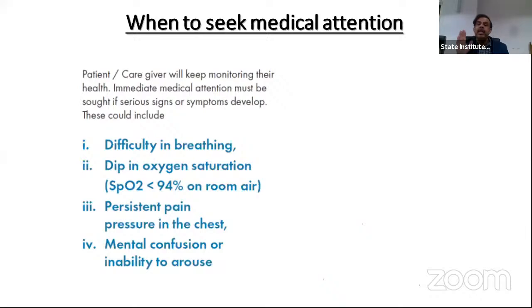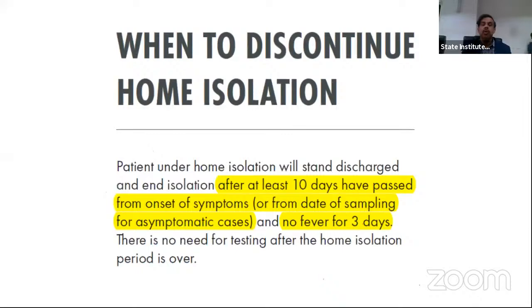So these are the 4 things you must remember. Difficulty in breathing, you must shift the patient to hospital. Dip in the saturation level, normal cutoff, I have told you 94% on room air. Below that, you have to shift the patient. Persistent pain or pressure in the chest, you have to shift the patient. Mental confusion or inability to arouse, you have to immediately shift the patient. So take proper care while shifting the patient to hospital.